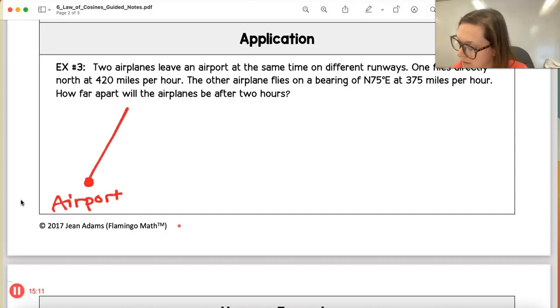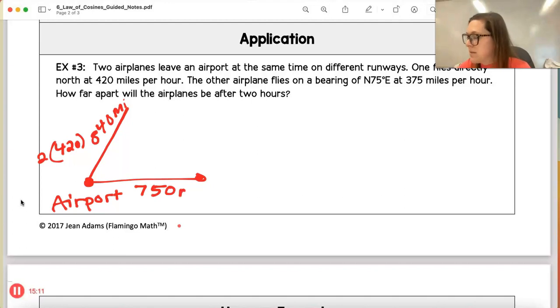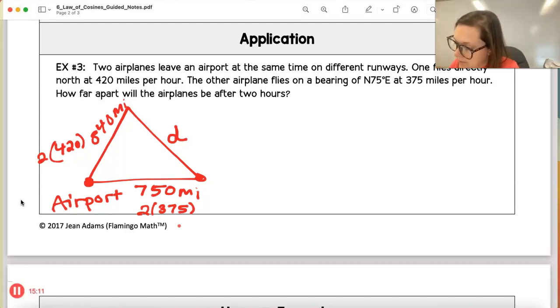Okay, so if we're going 420 miles per hour for 2 hours, that means that this distance here is 840 miles. And then the other plane is going to be going 750 miles in 2 hours. All right, 375 times 2. Okay, so we need to find the distance between them, right? How far apart will the airplanes be? So we know that the angle right here is going to be 75.